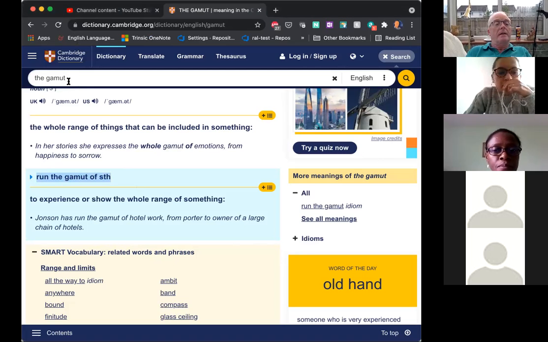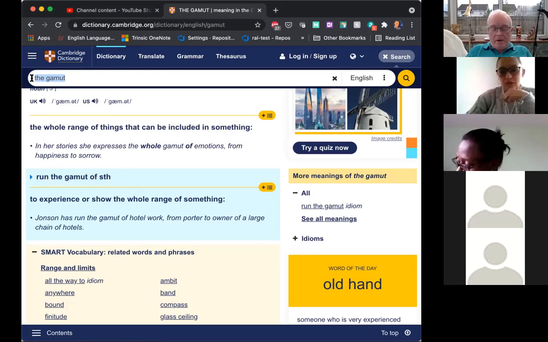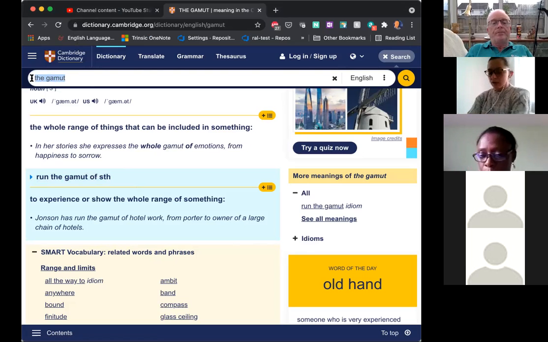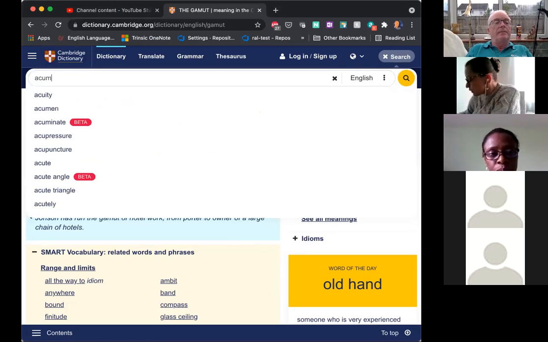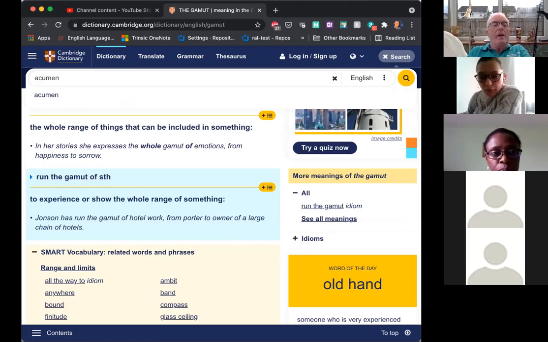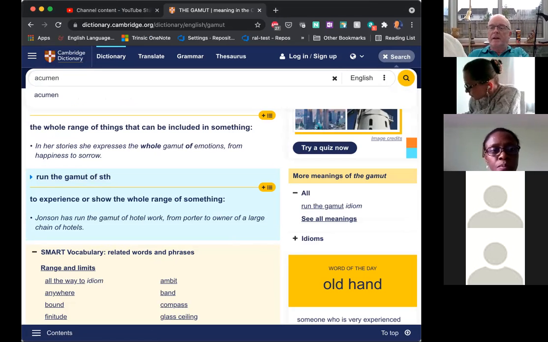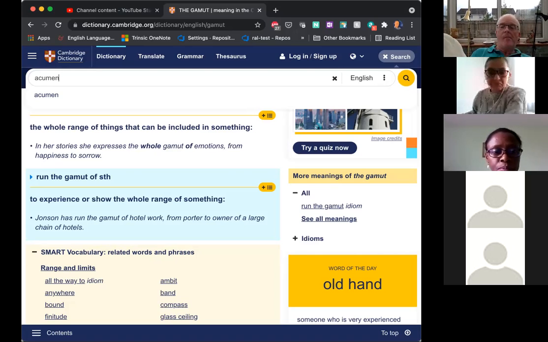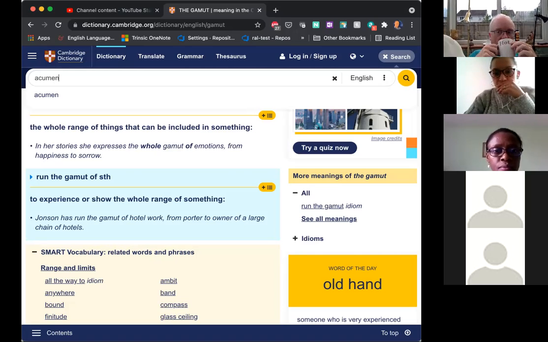Teacher, but gamut is like a common word. Gamut is common. Yeah. Common. Okay. So acumen. Before I press enter, does anyone know what this word means? Acumen? No.